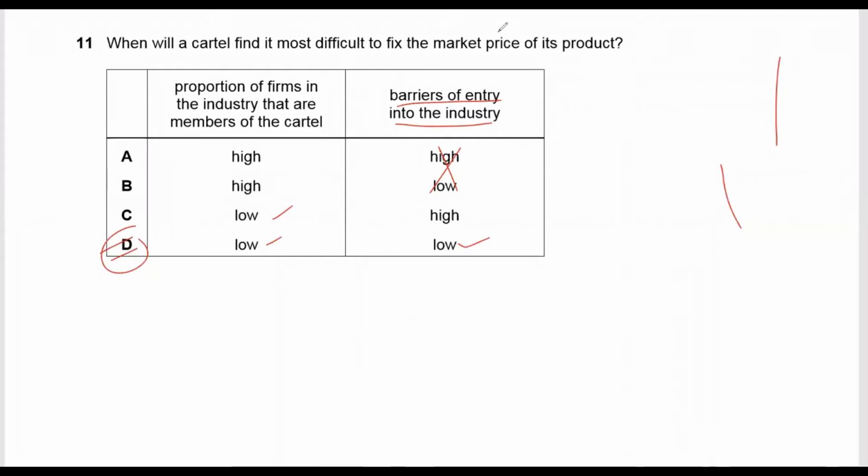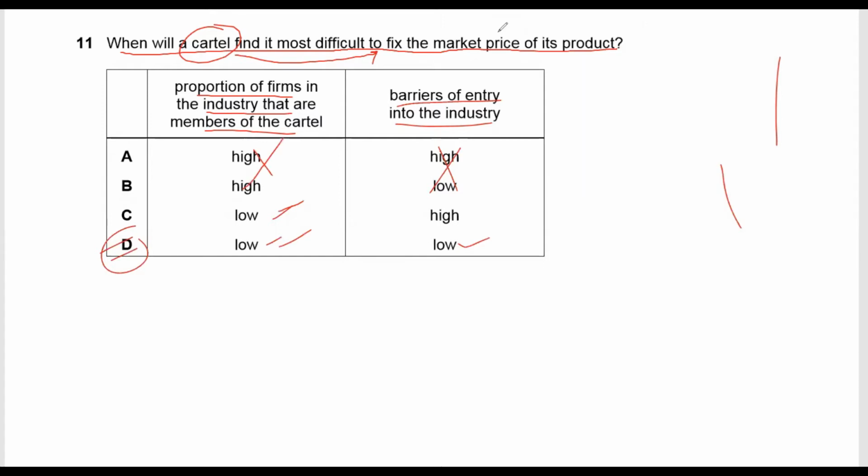Okay, in question number 11, the examiner says, when will a cartel find it most difficult to fix the market price of its product? A cartel is basically a hidden agreement between firms, and it will be ineffective at fixing prices when the proportion of firms in the industry that are members of the cartel is low. So options C and D can be the correct answer.